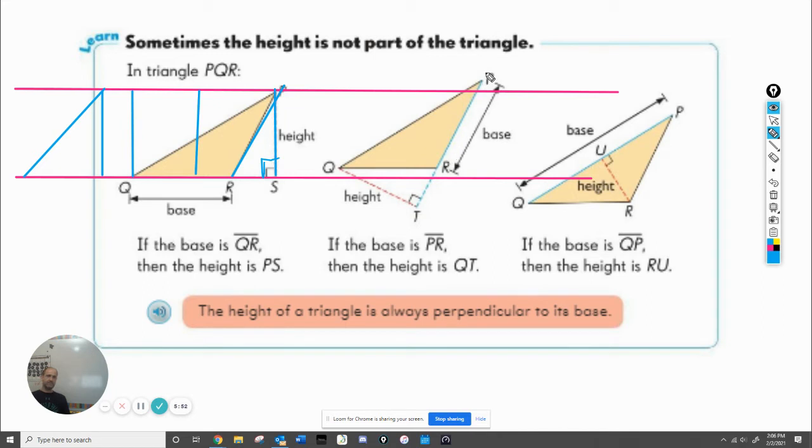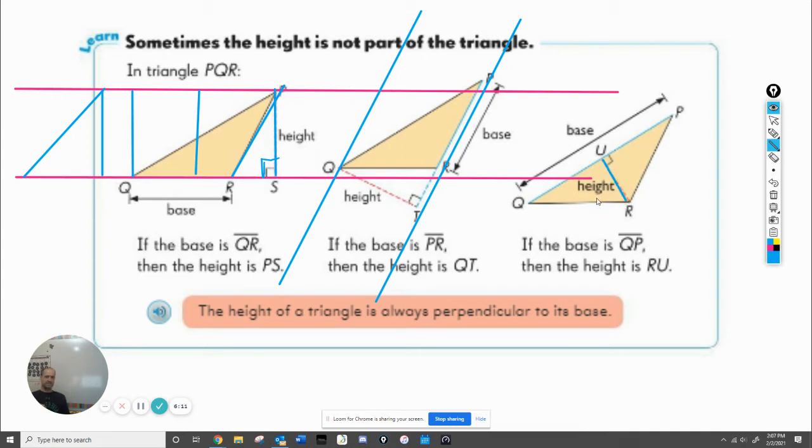Over here, they make PR the base, then they extend that line. Your base and your height are on parallel lines. You measure from the base to the opposite angle. From the base, here it works out easy, to the opposite angle.